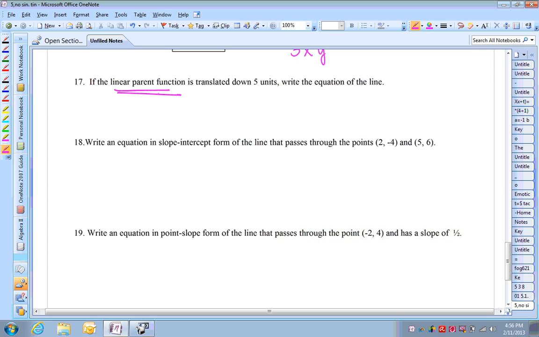Well, the important thing to remember is the linear parent function is y equals x. And if we're looking at slope-intercept form of y equals mx plus b, the b value does not exist in the linear parent function. There's no number added to the x term. So therefore, the y-intercept is 0. And they want an equation if this is translated down 5 units.